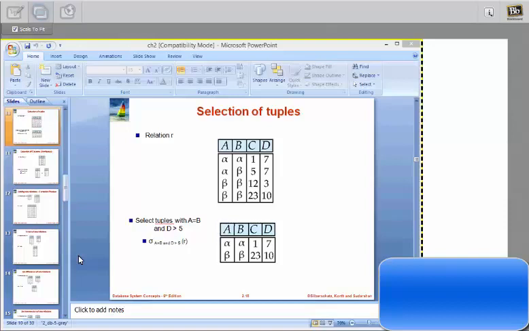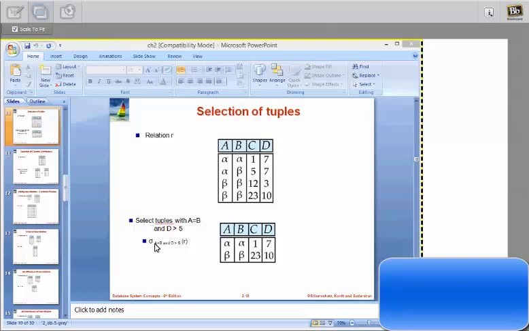So here, select the tuples. That means we are talking about tuples. With A equal to B, that means only two columns, column A and column B, will be equal. So here, alpha and beta will be equal, and the condition is that here, Rupa, this one is the example, okay? Same example I'm explaining to you so that you can understand.